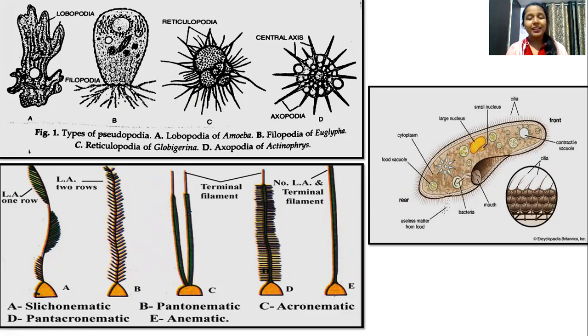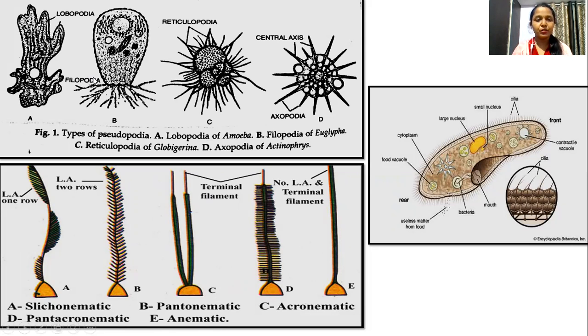Lobopodia is a blunt, short, finger-like projection that is produced by the protozoan towards the direction of motion. Whenever they want to move, they produce a blunt finger-like projection. That is what we call the lobopodia. The best example for these are the amoebas. The finger-like lobopodia that are produced in these individuals are formed based on the movement of ectoplasm and endoplasm.